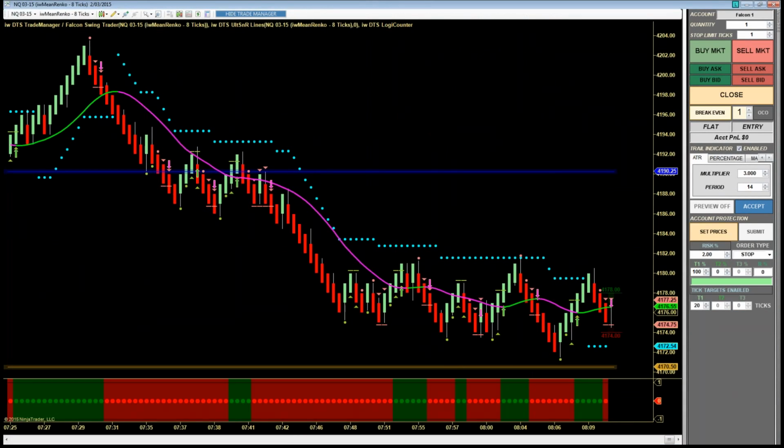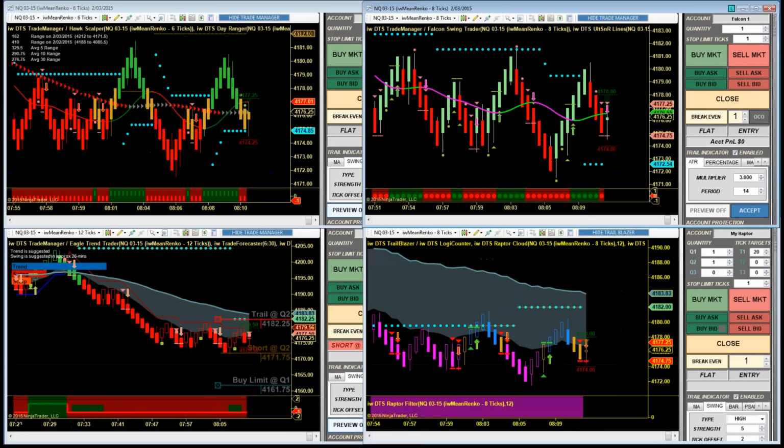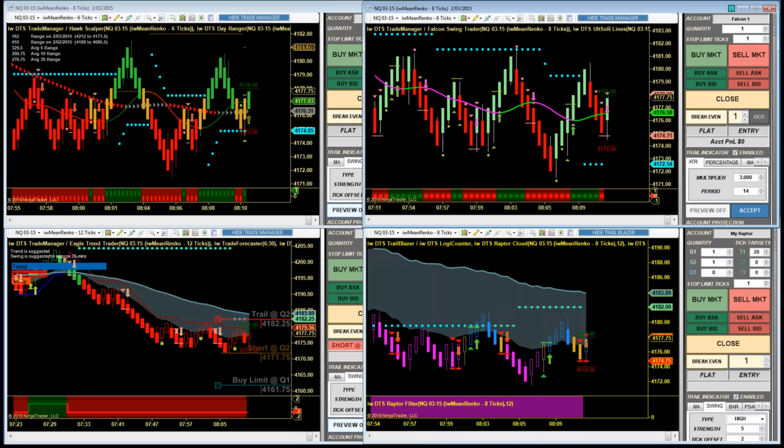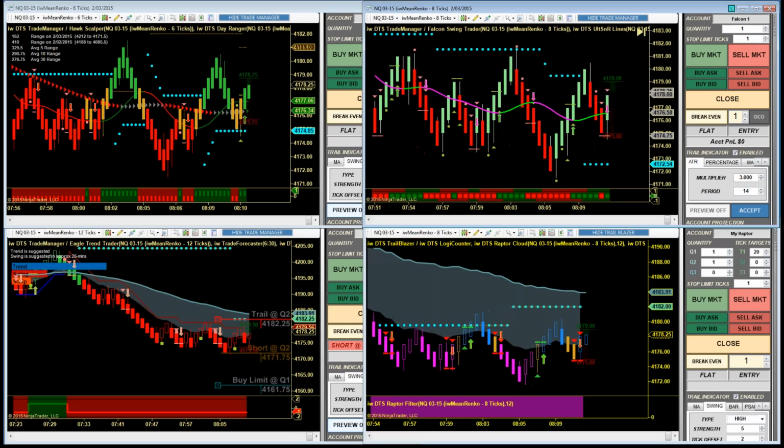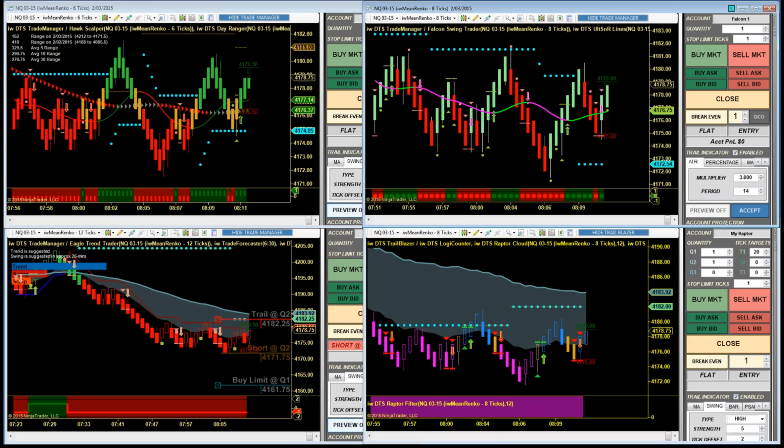Boy, oh boy, all these yellow bars through here, all this choppiness. The Falcon's looking like a roller coaster ride. Look at that. Wow. Flip a coin. Oops.